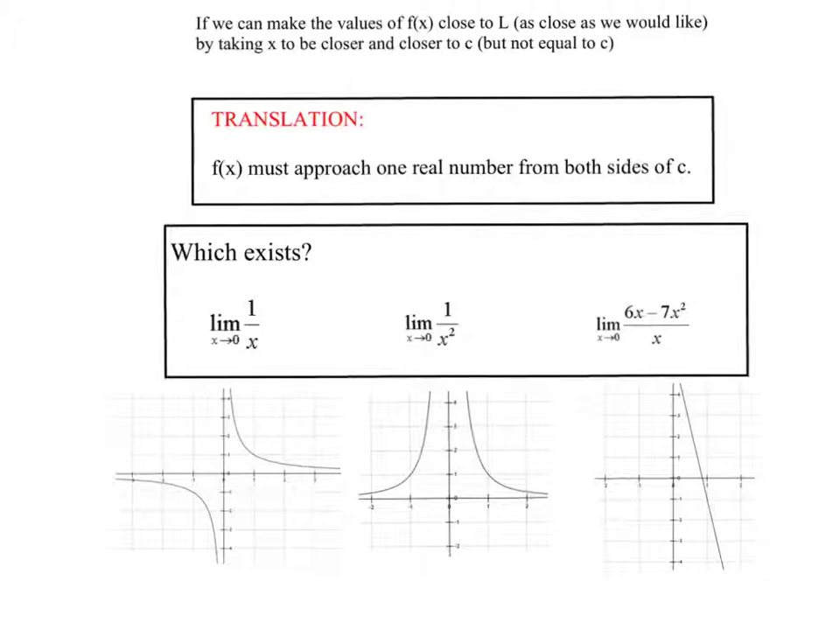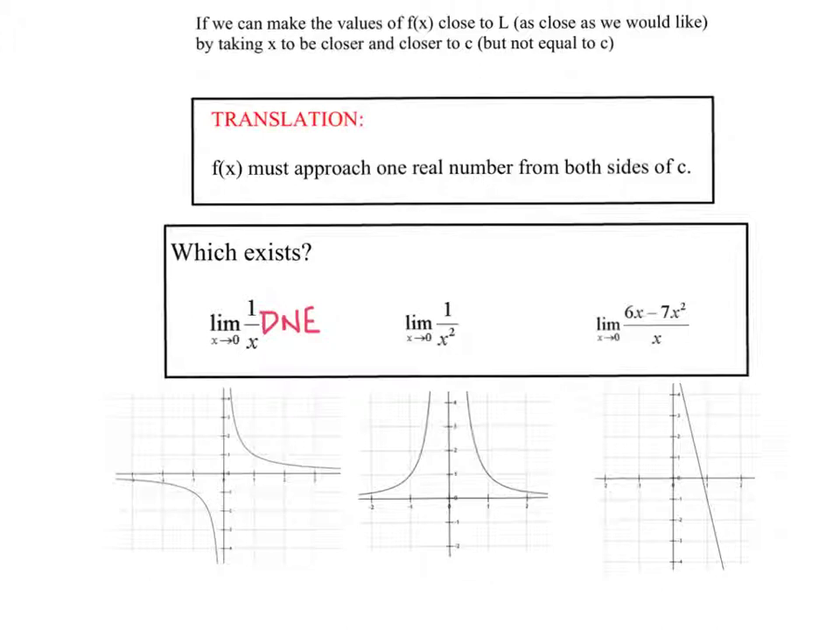Okay, quick review of our definition from yesterday, and again, let's just think about limits. It's got to approach one real number from both sides of c. So I want you to think about this. As we approach 0, 1 over x, here we're approaching negative infinity. On the other side, we're approaching positive infinity. This limit does not exist.